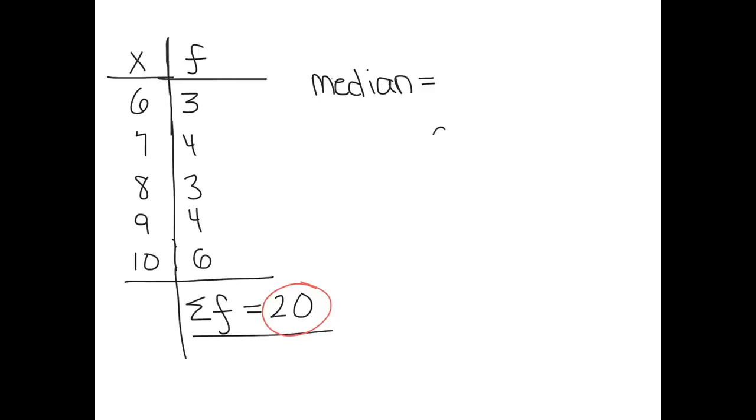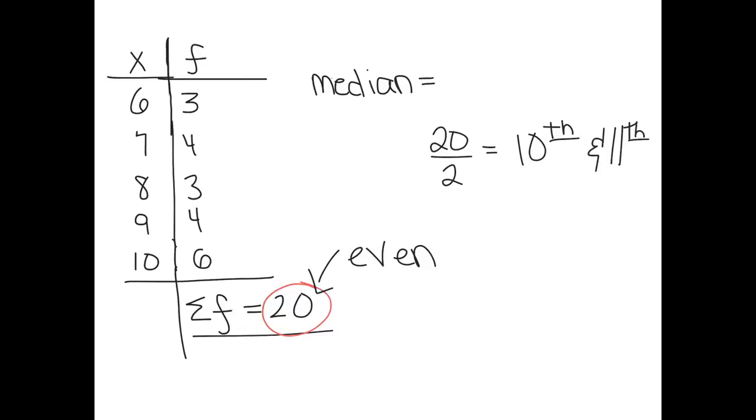You'll take that value and divide by 2. And we get 10. Since this number is even, I'm going to add 1 to that number that we just got. So 10 plus 1 is 11. This tells me that the median, or the middle value, is the average of the values in the 10th position and the 11th position.